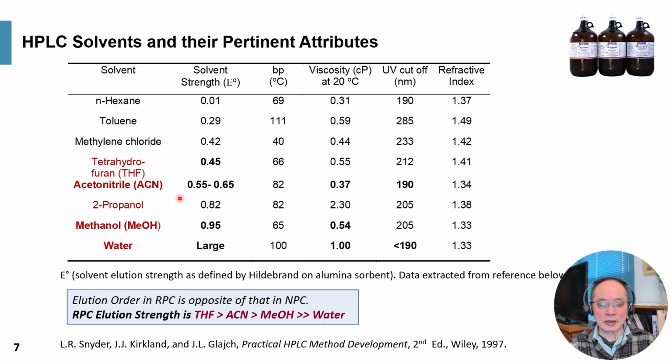Just give acetonitrile as an example. Here's the solvent strength. Here is the viscosity, which is very low, and the UV cutoff is 190. That means you can actually use 190 nanometer as the detection wavelength. Methanol would have a higher cutoff and have much higher viscosity. Here's water with a viscosity of 1 and also very good transparency.